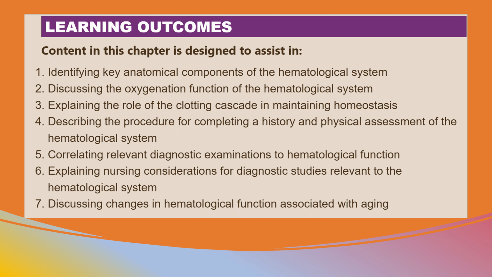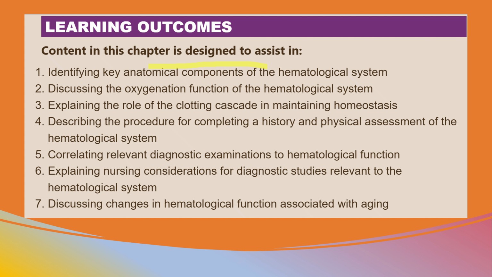So, quick review of learning outcomes for this chapter. As you see, let's get the highlight. So here it's from anatomy components. So let's do identifying key anatomical components of the hematological system.